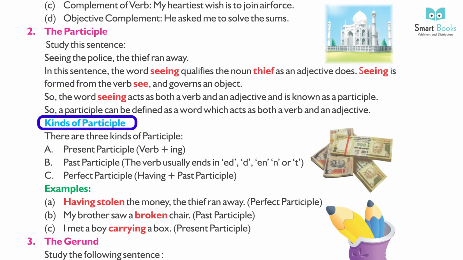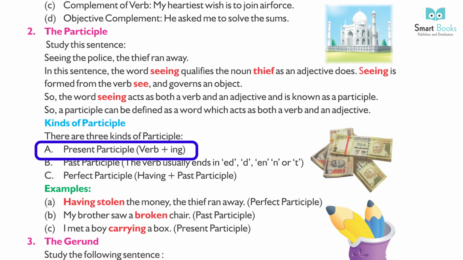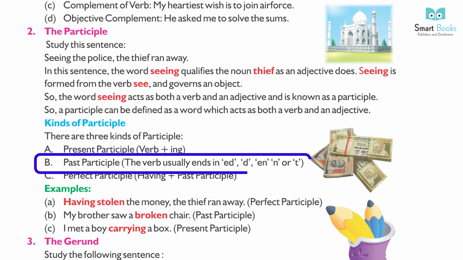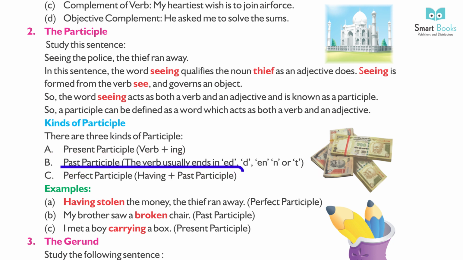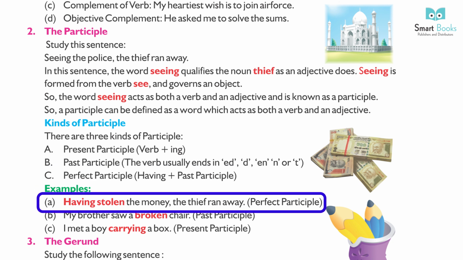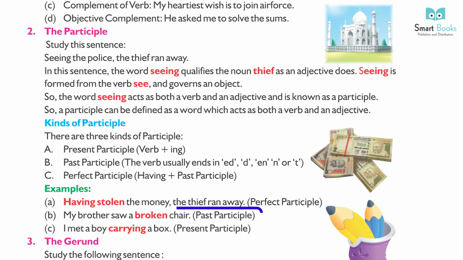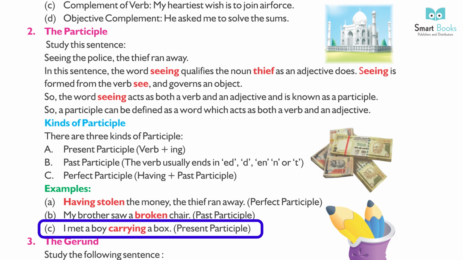Kinds of participle: there are three kinds of participle. A. Present participle, verb plus ing. B. Past participle, the verb usually ends in ed, d, en, n or t. C. Perfect participle, having plus past participle. Examples: A. Having stolen the money, the thief ran away. Perfect participle. B. My brother saw a broken chair. Past participle. C. I met a boy carrying a box.